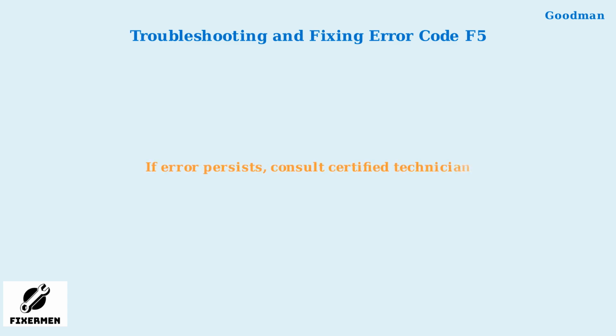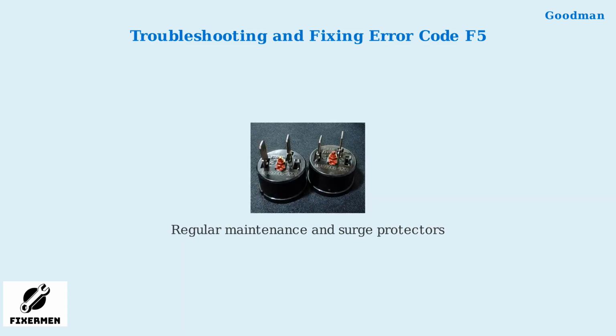If the error persists after these checks, consult a certified HVAC technician. They have the tools and expertise to handle complex repairs safely. To prevent F5 errors, perform regular maintenance and install surge protectors to protect against power surges. Always remember electrical safety precautions and adhere to manufacturer warranties during troubleshooting. Working with electricity can be dangerous.